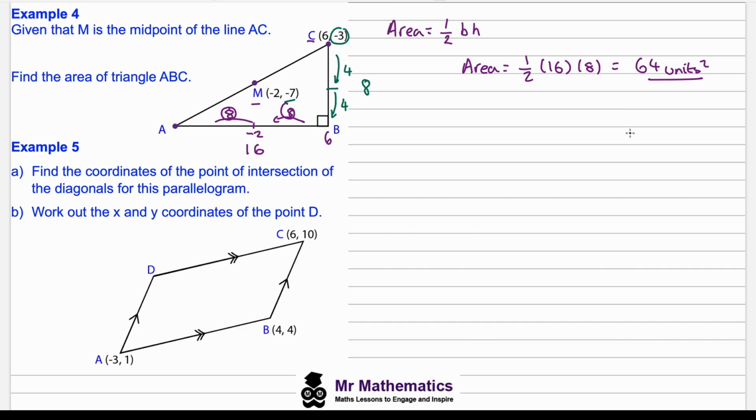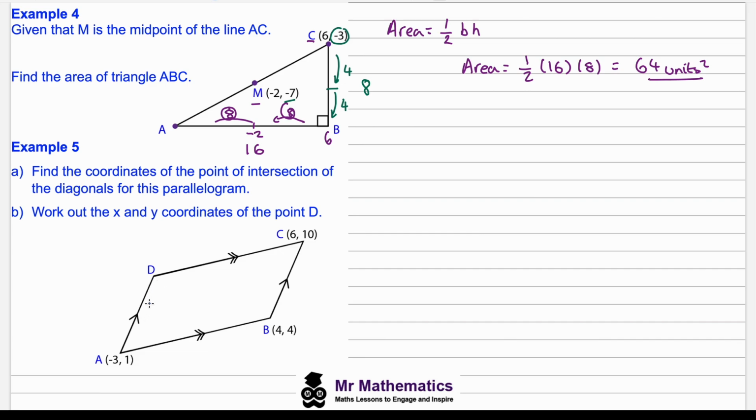Okay? For question 5, find the coordinates of the points of intersection of the diagonals from this parallelogram. And then for part B, work out the x and y coordinates of a point D, which is this point here. So perhaps you want to try this question yourself. You can pause the video, and when you come back, we'll go through the worked solution.